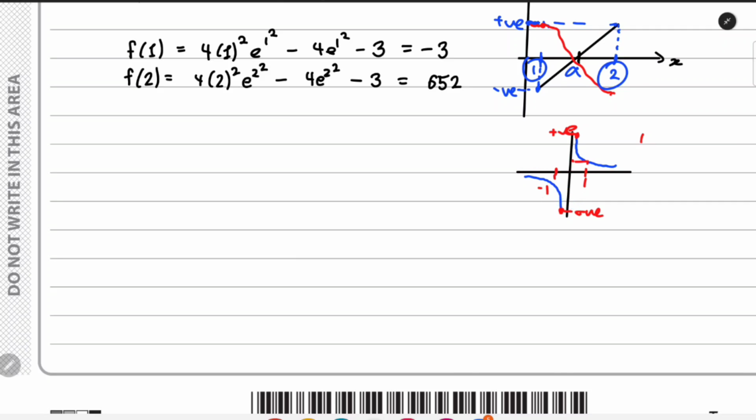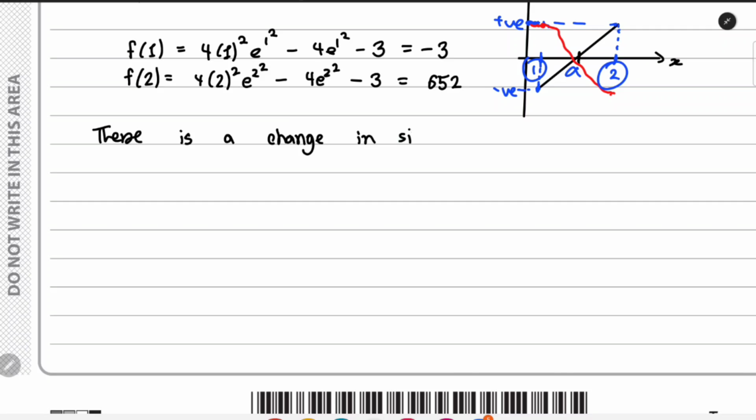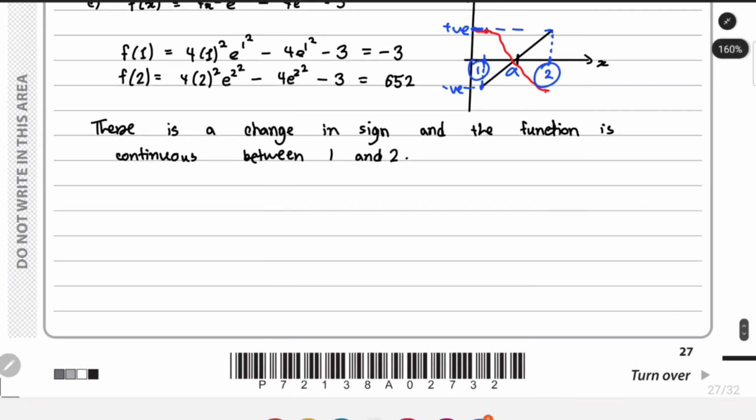The issue is over here, the curve does not continue. The curve goes here and then there's a break and it continues from here. So it's not continuous in this interval. So we have to also mention the fact that it's continuous between this interval. So there is a change in sign and the function is continuous. So this is the reason that we can say alpha is between 1 and 2.